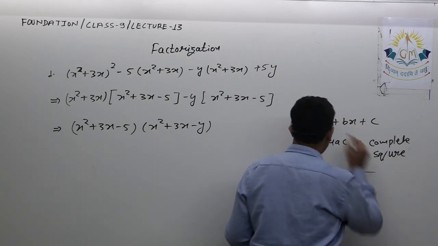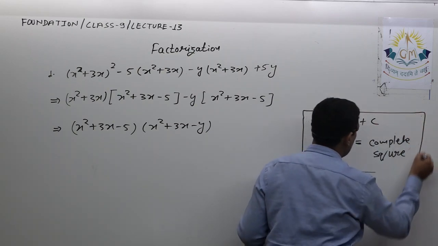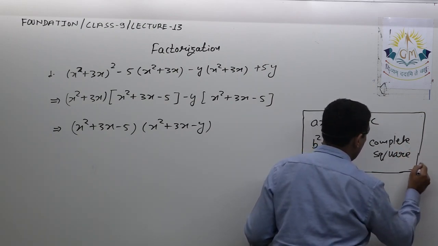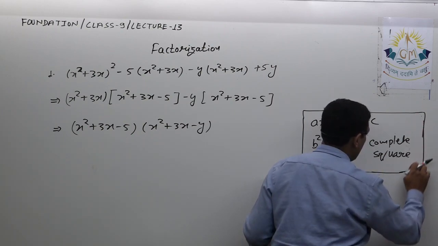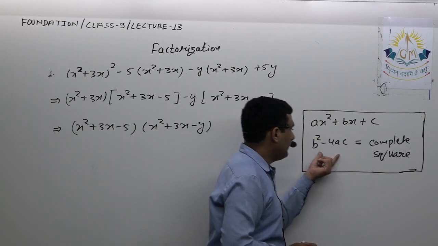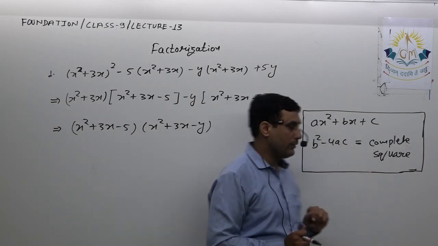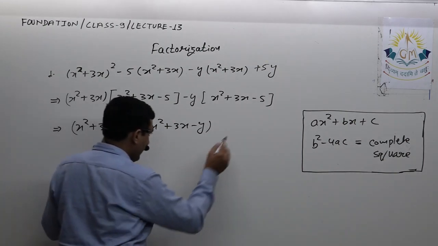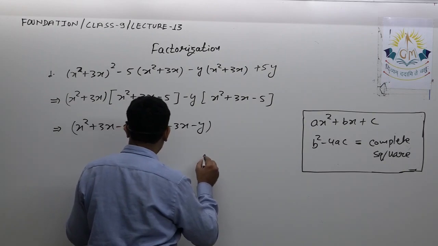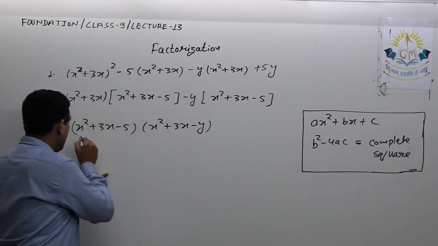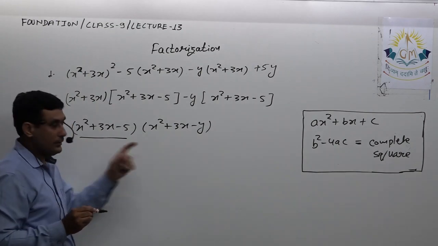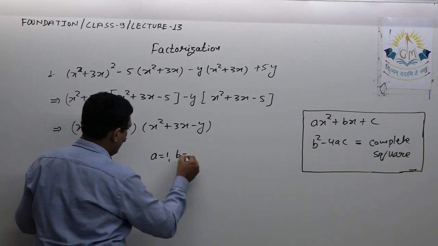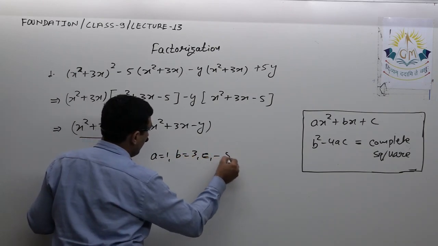So you have to keep this in your mind to determine whether it is possible to factorize the given quadratic expression further or not. Just get the value of b square minus 4ac and it should be a complete square. So if I compare the given expression with ax square plus bx plus c, I can say a is equal to 1, b is equal to 3 and c is equal to minus 5.